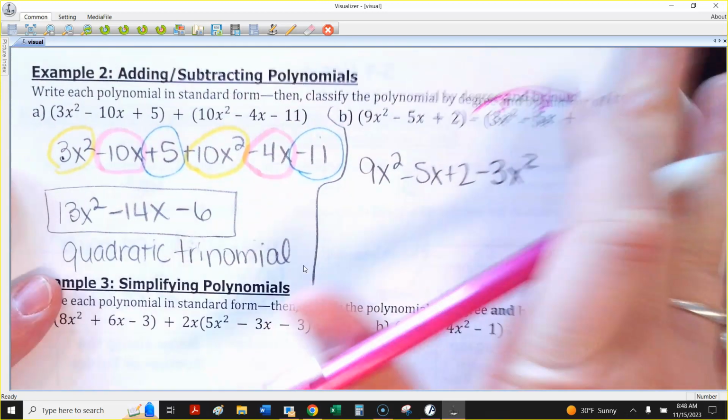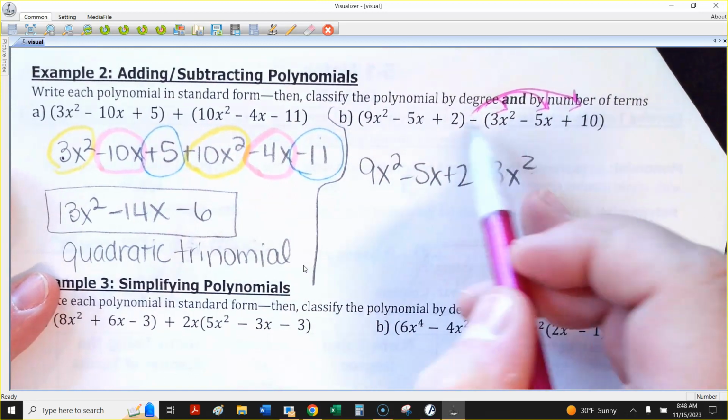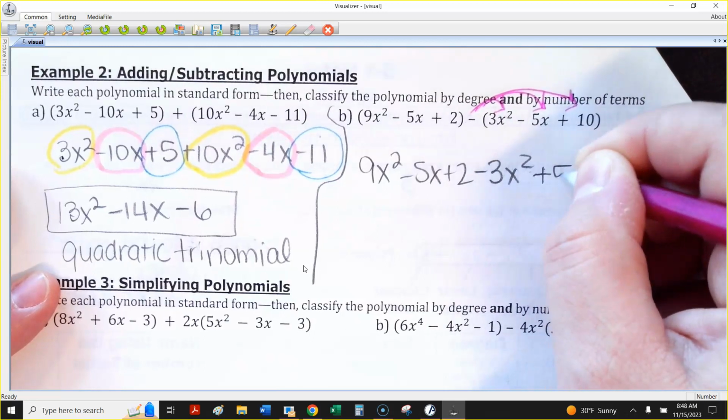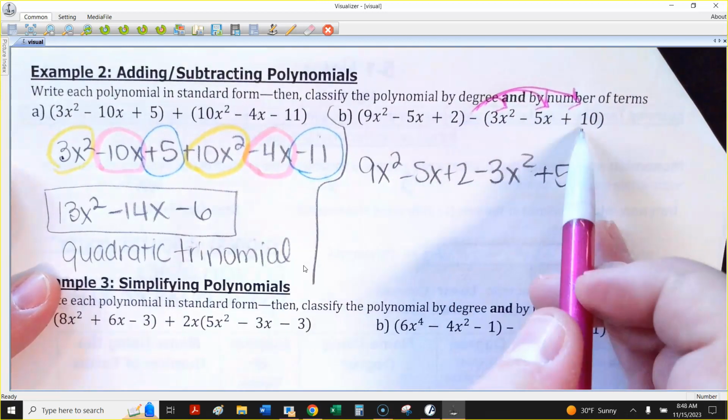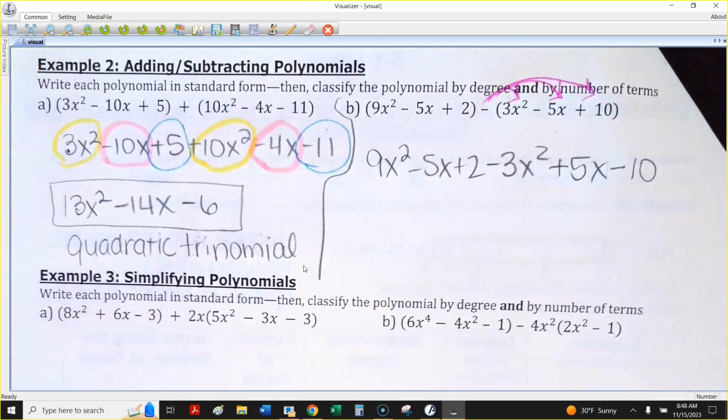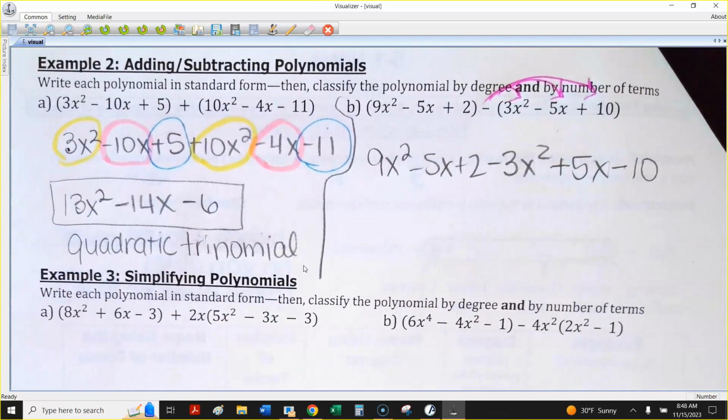All right, if I do minus a negative, or negative times a negative, we should end up with plus 5x. And then negative times that 10, or just distributing a little -1, would turn that into a -10. And then I'm just going to do what I did on the last question. We're just going to combine like terms here.